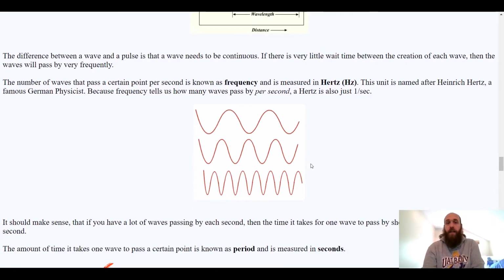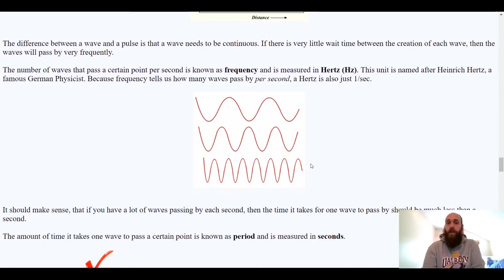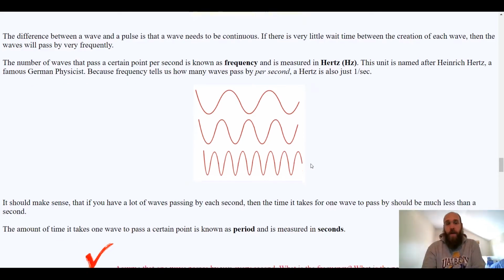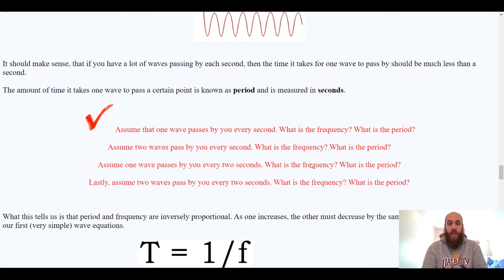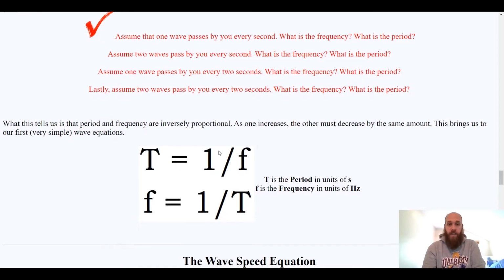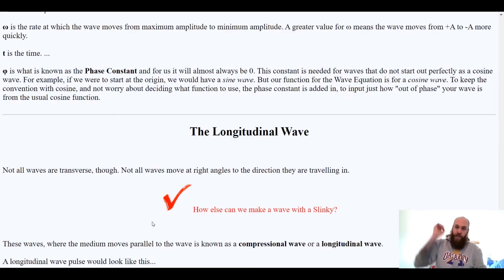And then we related frequency with period, where period is how much time it takes for one wave to go by. And we alluded to the fact that they're inversely related with a formula like this: T equals 1/f, and f equals 1/T. So if we take our spring and just give it a shake, we create a transverse wave that makes the matter move perpendicular to the way that the wave is traveling.